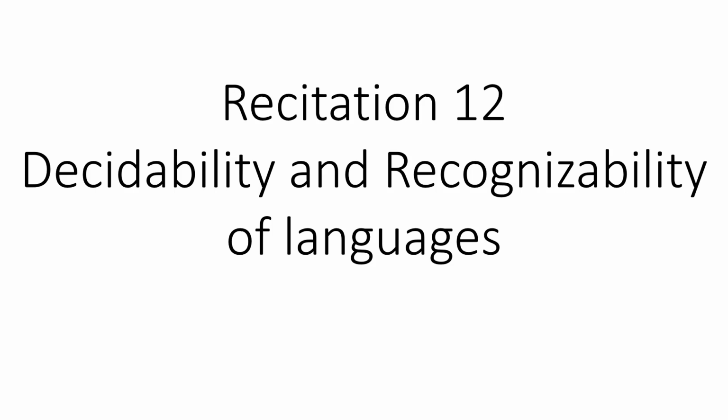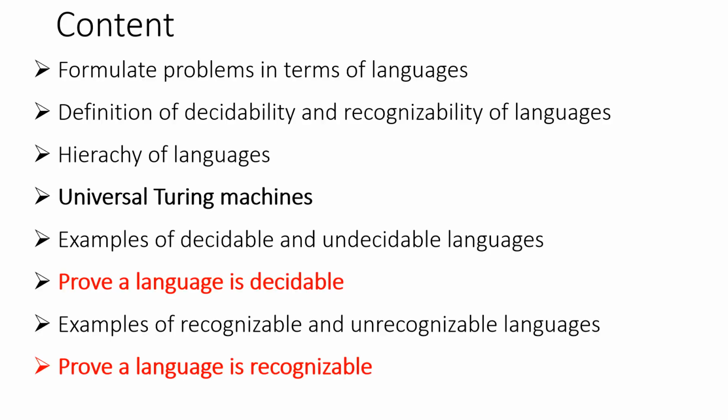In this section, we talk about decidability and the recognizability of languages. We have a lot of topics to cover today, but essentially, the other topics are used to prepare you for two tasks: prove a language is decidable and prove a language is recognizable. Now let's look at those tools and definitions.